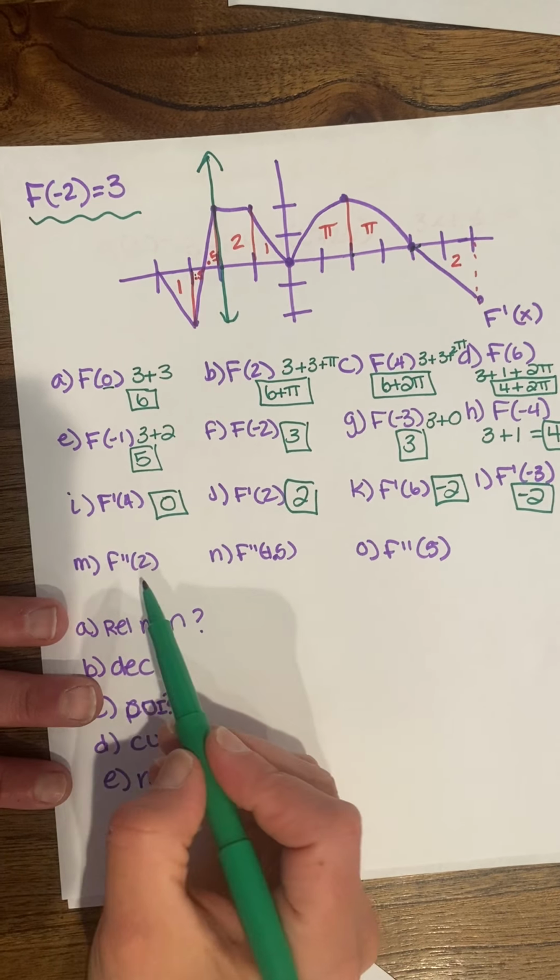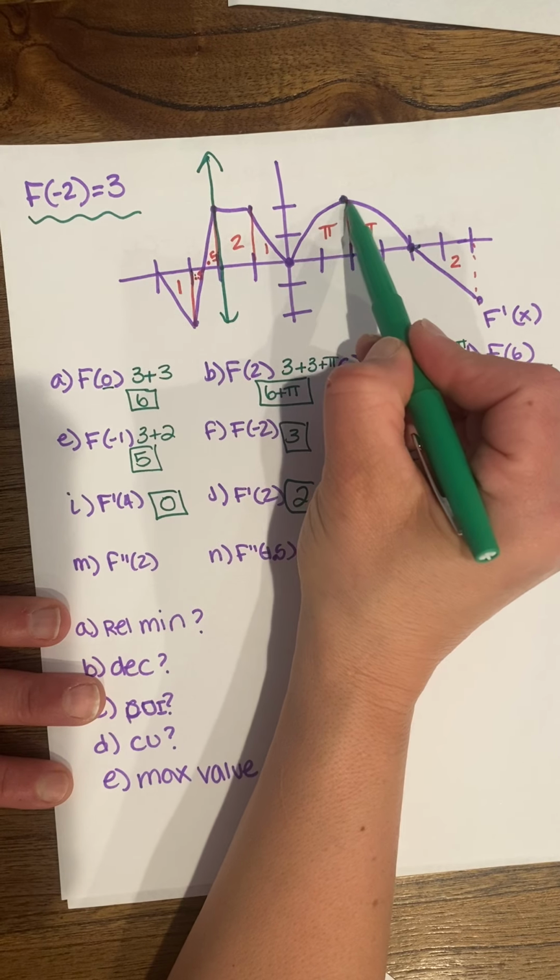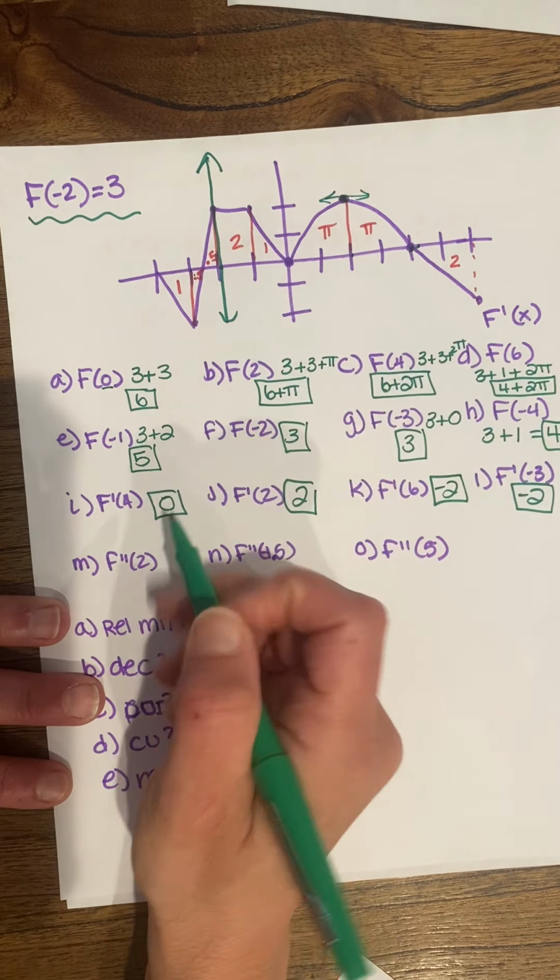Again, the double prime, if you have a derivative, double prime is slope. So I need the slope at 2, which is just 0.